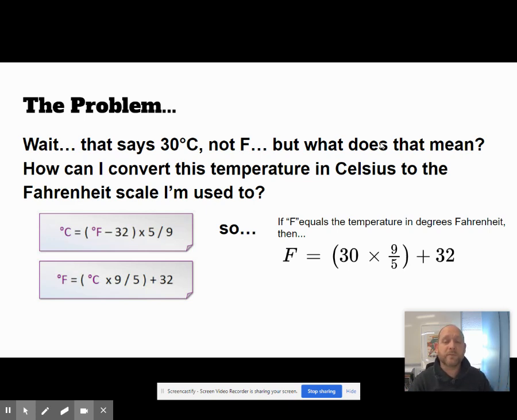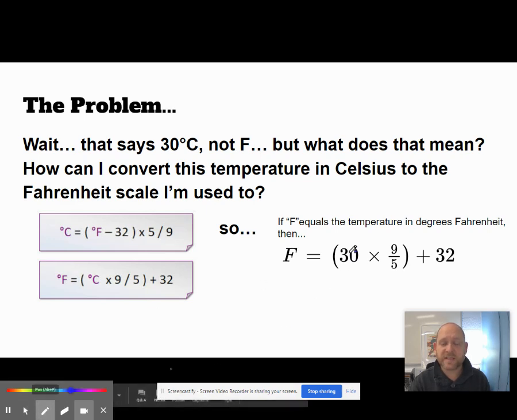So here we go. Here's actually what I did. If F equals the temperature in degrees Fahrenheit, remember we need to define our variable. In this case, this is an equation, not an expression, because I've got an equal sign, so I'm actually looking to find this value here. So if that's what I'm doing, I can use this simple equation. So let's work it out together.